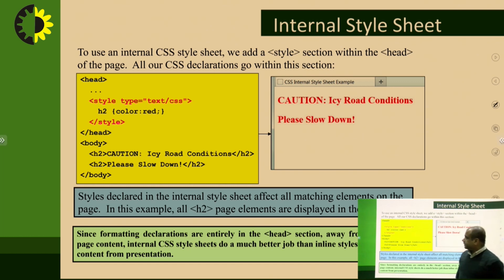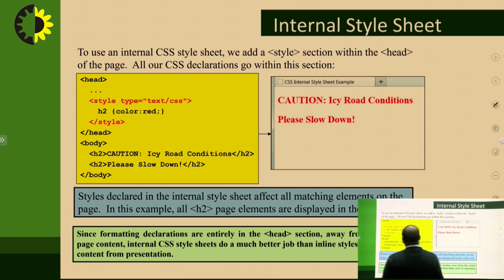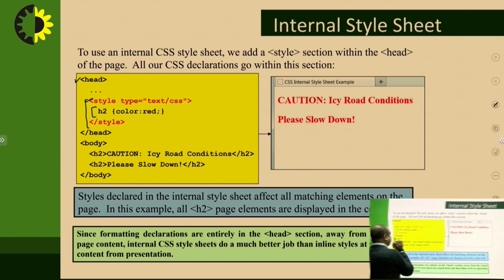Second, I talk about the internal style sheet. In an internal style sheet, as I earlier mentioned to you, to use it we add a style section within the head of the page. All our CSS declarations go within this section. So I write the head tag. Here I will use the style tag, style type equal to text/css. Next, I will apply my CSS code: H2 color colon red. The style tag is closed here within the head tag.